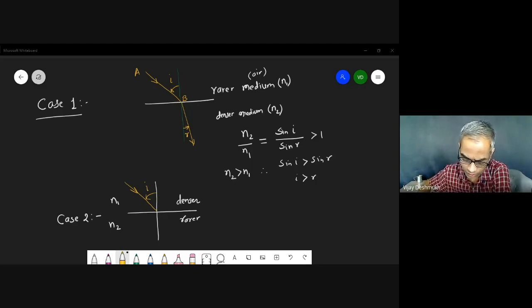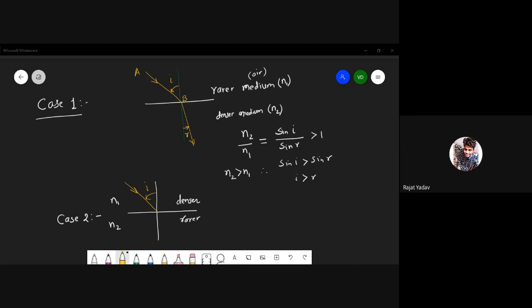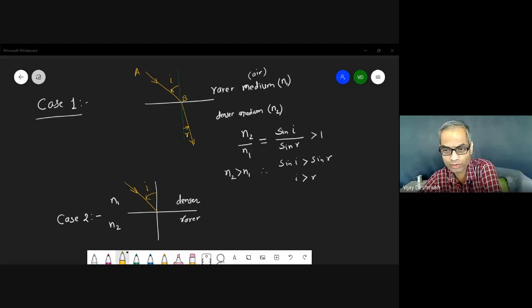Have you drawn this figure? Anyone? Yes, sir. Can you just switch on your camera and show me? You can just switch on the rear camera and show me the drawing. Anyone? So this is what we have to do, because I can't go to everybody's book and see whether you are doing it correctly or not.